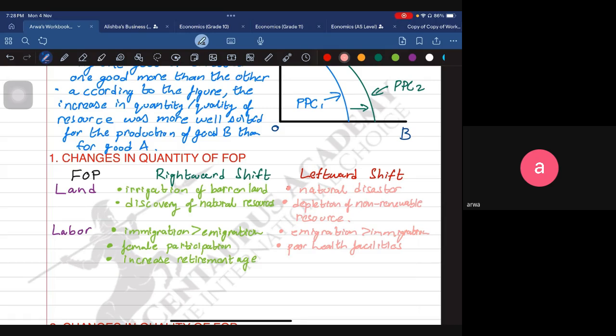Then if you do the opposite of this, decreasing the retirement age, people will retire faster. There will be fewer people working. So early retirement could be there now.